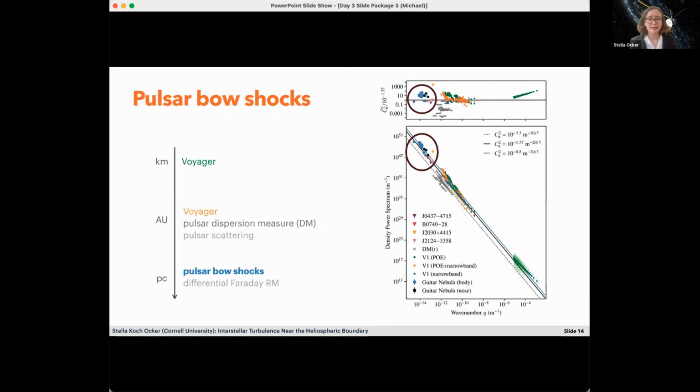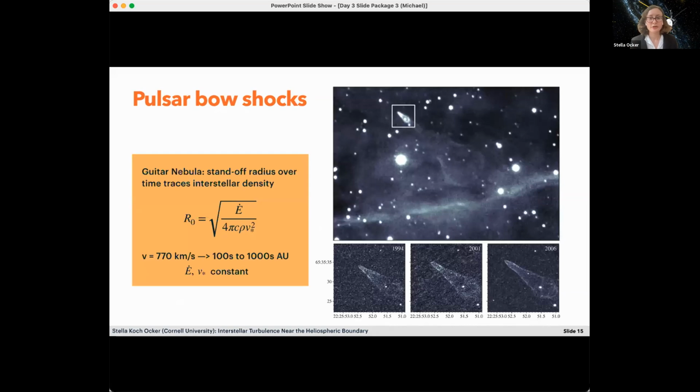And if you go to the next slide, one of the main pulsar bow shocks that we use to do this is called the Guitar Nebula. You can see in the top panel here an image of the entire Guitar Nebula in H alpha emission taken by Palomar. And then in the bottom, you can see 3 images of the bow shock nose that were taken with Hubble in 1994, 2001, and 2006.